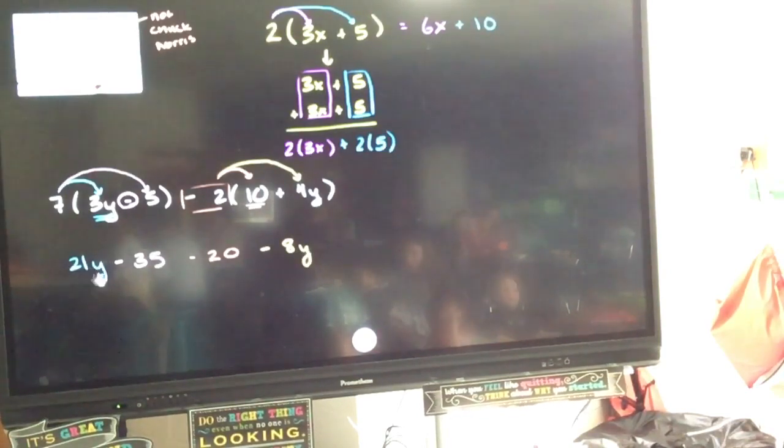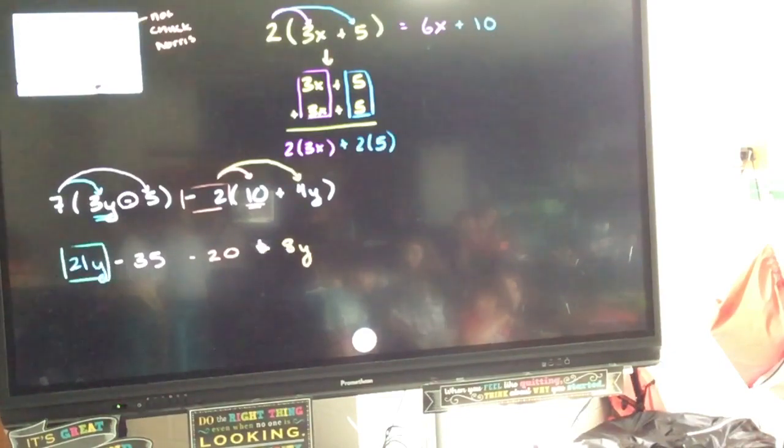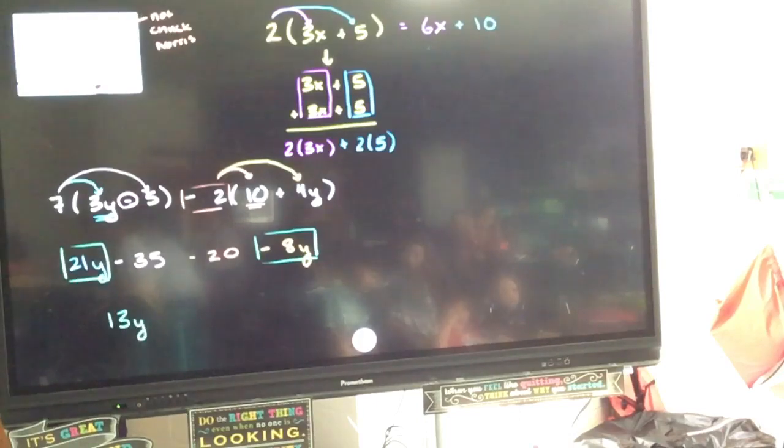We can't add the 21y to the negative 35 or the negative 20 because these are adding or subtracting different things. But we do have 2 things that are multiplying y. We'll call it this green color. You have 21y's right over here, and from that, we are subtracting 8y's. So if I have 21 of something and I take 8 of them away, I'm left with 13 of that something. So those are going to simplify to 13y's.